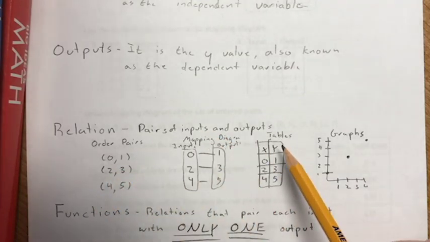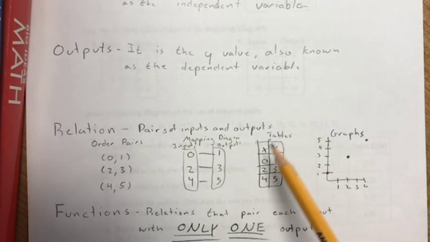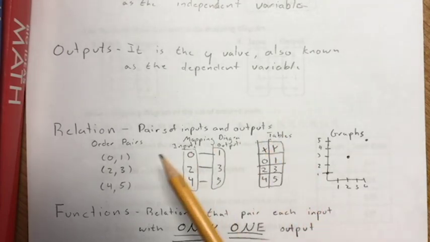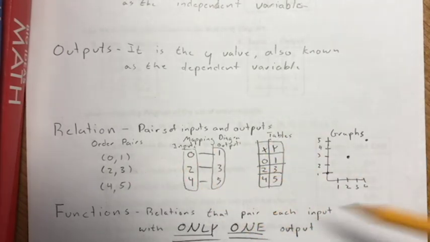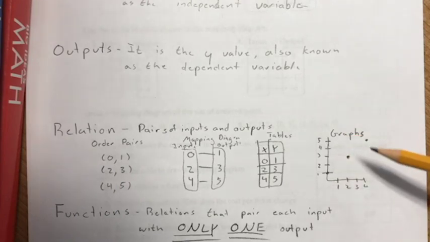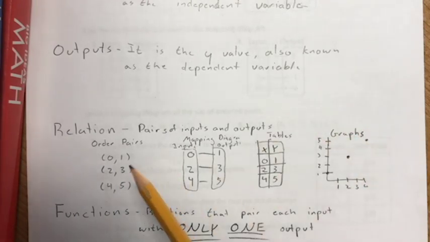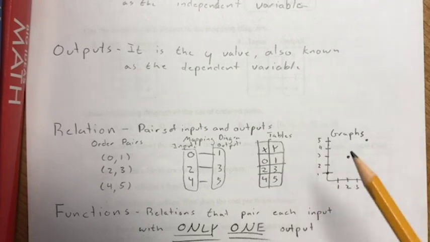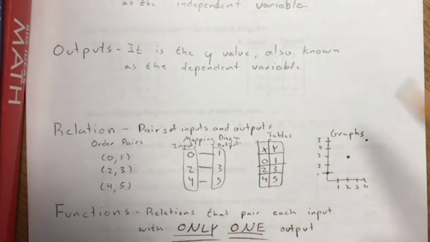You've seen tables before. These ordered pairs are literally the same thing that are in this table. This is a relationship, and then these same ordered pairs I've plotted in a graph. This is also a relationship. So this is four possible ways that you may see a relationship in mathematics: ordered pairs, mapping diagram, or a table, or a graph. And you've seen most of this before.